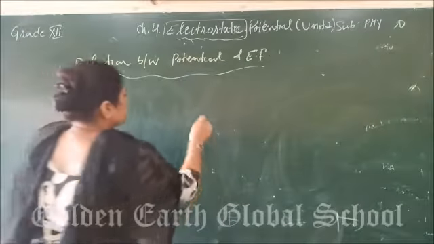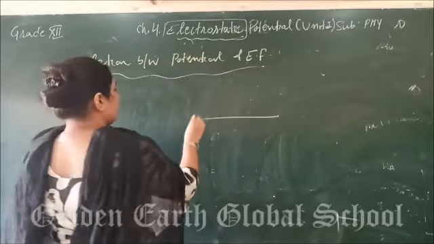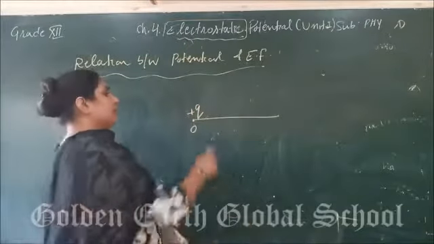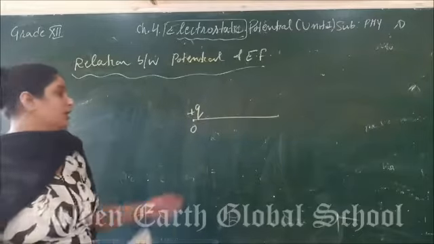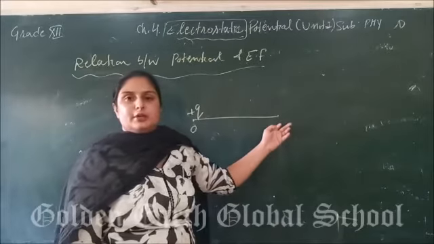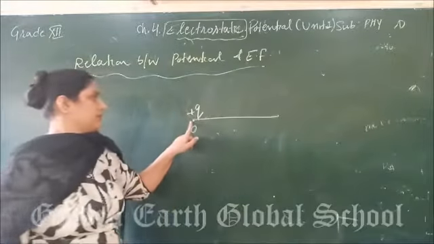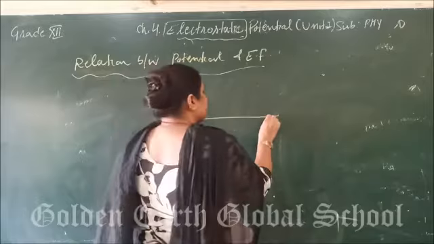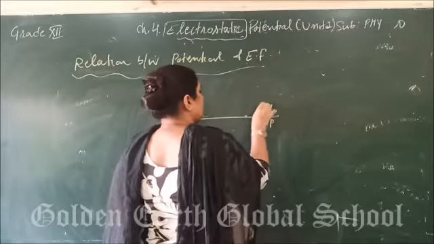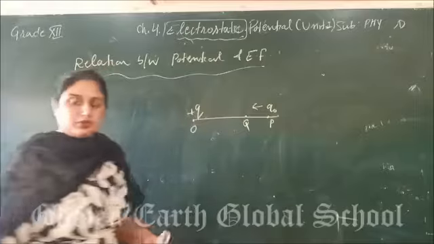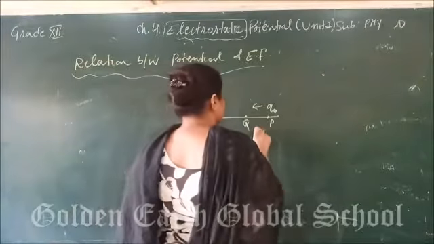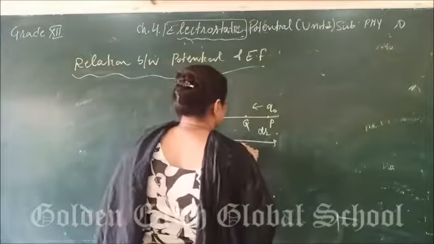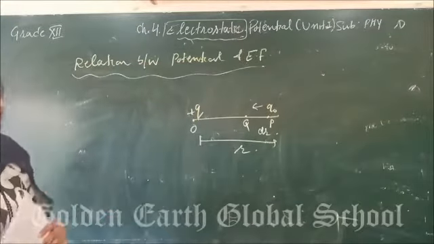First, let us suppose the charge plus Q is placed at a point. This is the same diagram that we have done when the potential is calculated at a point P due to a point charge. Point charge plus Q is placed at the origin. Now let us suppose charge Q naught is moved from point P to Q through a small distance dr, and point P is at a distance r from the origin.